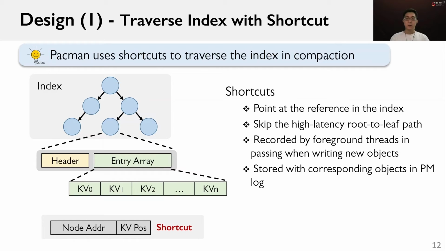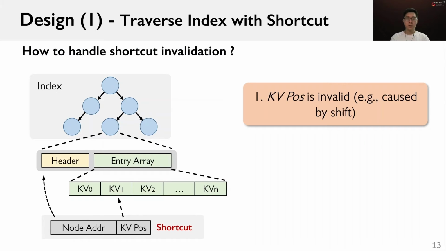Shortcuts are recorded by foreground threads in parsing when writing the KV objects, and stored with the corresponding objects in the PM log. However, as the index keeps inserting and deleting KV pairs, its structure may change and shortcuts may become invalid. There are three situations of shortcut invalidation.